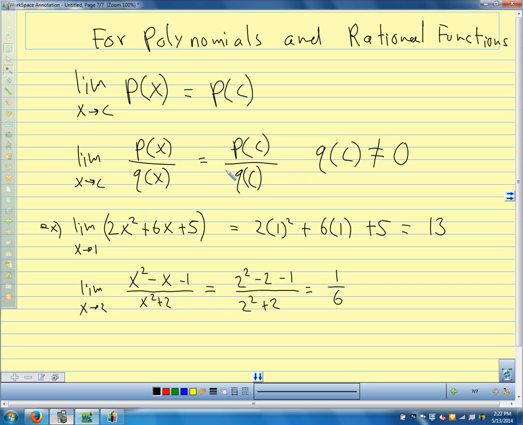All right, so what we're going to do next time is talk about when we have functions that aren't nice, unlike polynomials and rational functions where the denominator is not 0. What kinds of things can we do to these functions to figure out what the limit is? What is f approaching? What is our function getting close to?